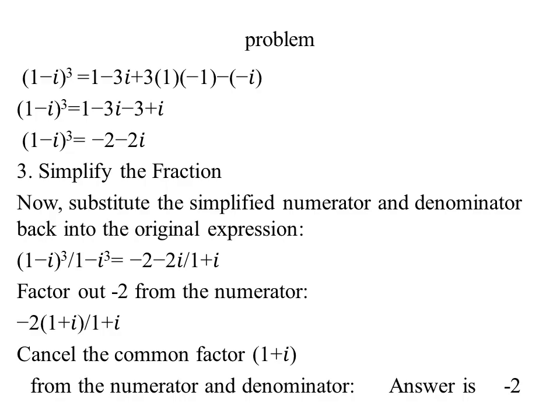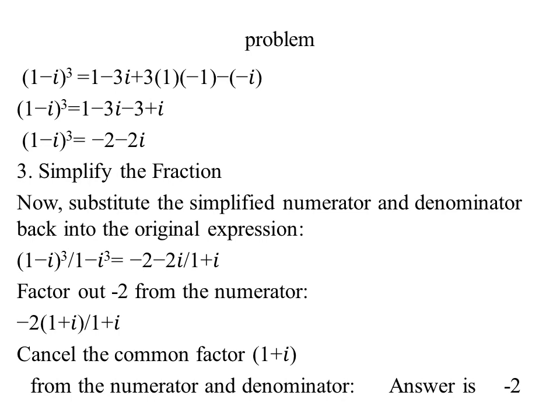After substituting the values, (1 minus i) whole cube is equal to 1 minus 3i plus 3 into (minus 1) minus of minus i. Therefore, (1 minus i) whole cube is equal to 1 minus 3i minus 3 plus i. Therefore, (1 minus i) whole cube is equal to minus 2 minus 2i. After that, we simplify the fraction. We now substitute the simplified numerator and denominator back into the original expression. Therefore, (1 minus i) whole cube by (1 minus i cube) is equal to (minus 2 minus 2i) over (1 plus i).